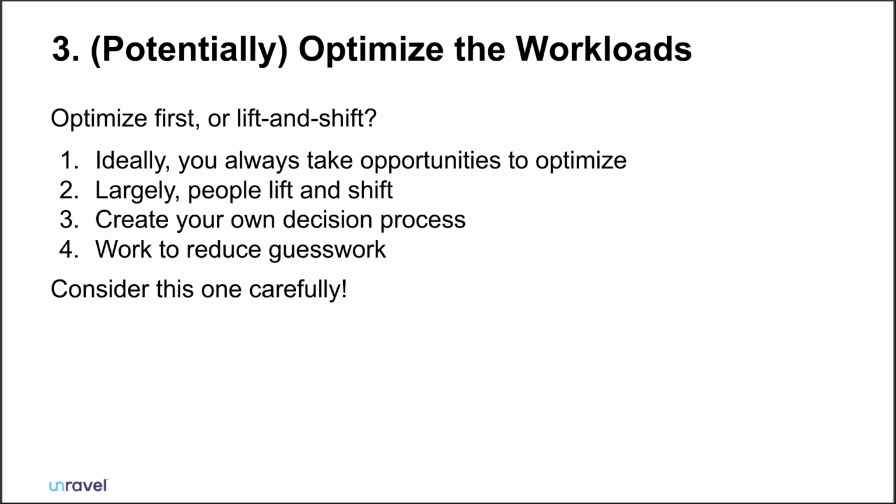So then, do you optimize first or lift and shift? We always, in tech, love to make things work better. So of course you go in thinking you're going to optimize, and then you see the cost and time involved, and your bosses are saying, get this done this year. It might not be possible unless you do the quick and dirty approach and lift and shift. So that ends up happening a lot. You need to create your own decision process and work to reduce guesswork. Consider this carefully because it'll bite you.